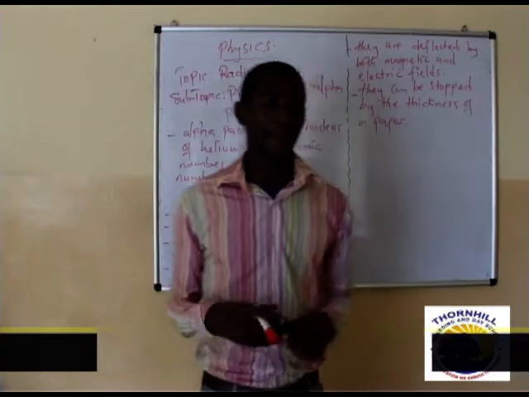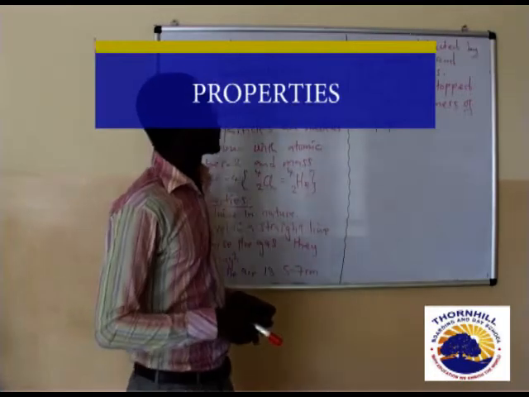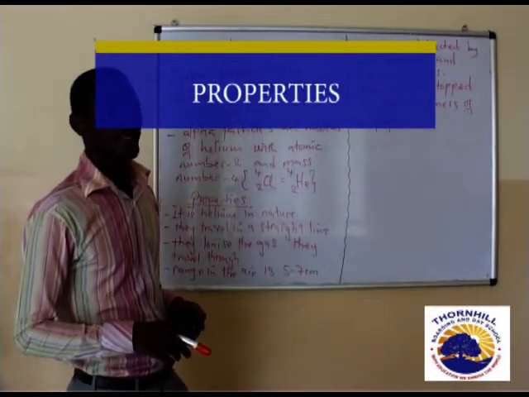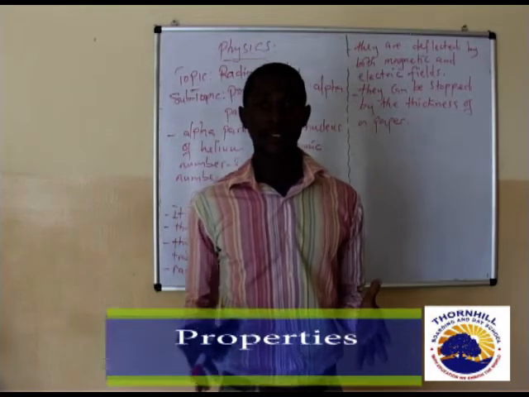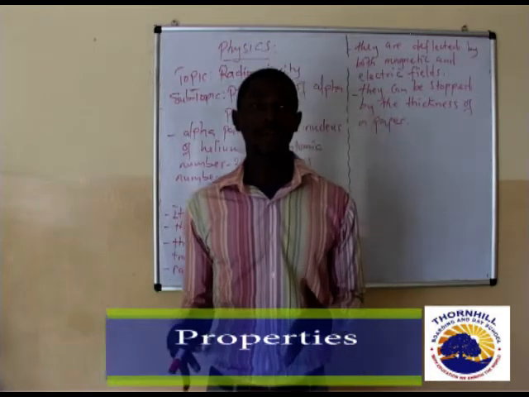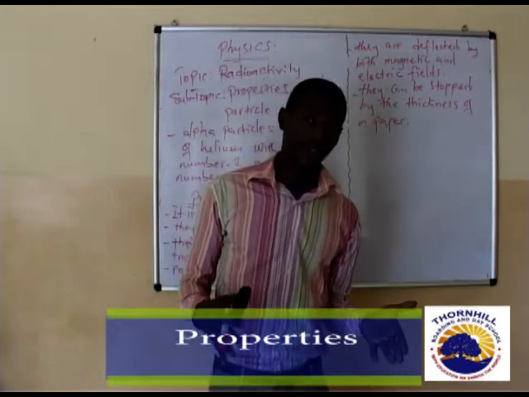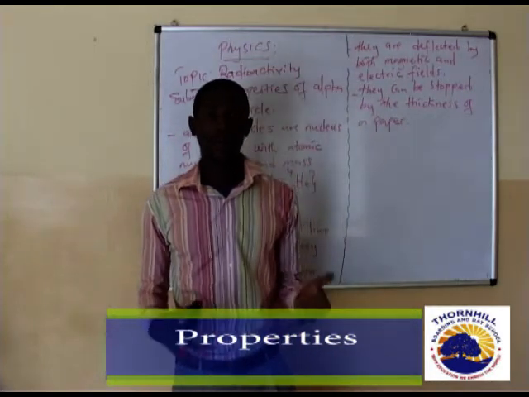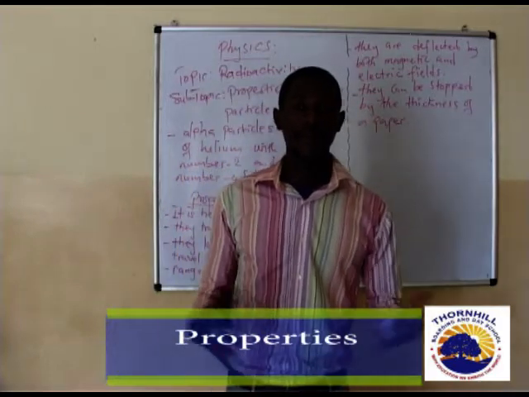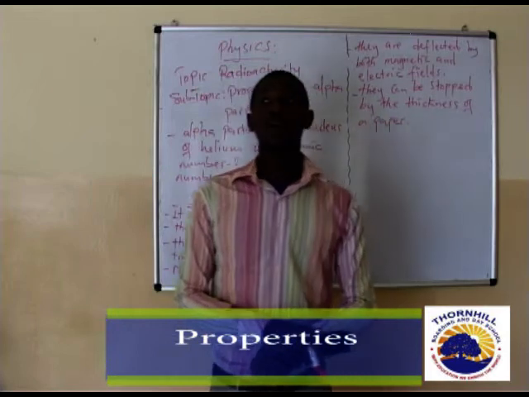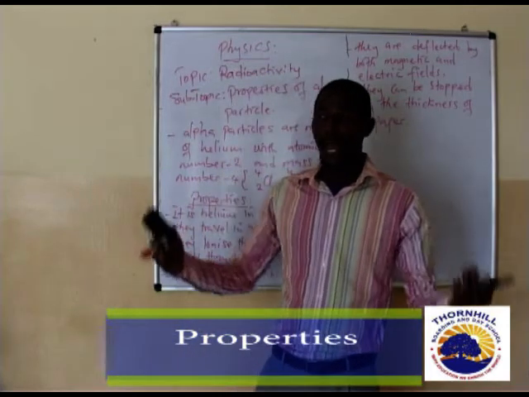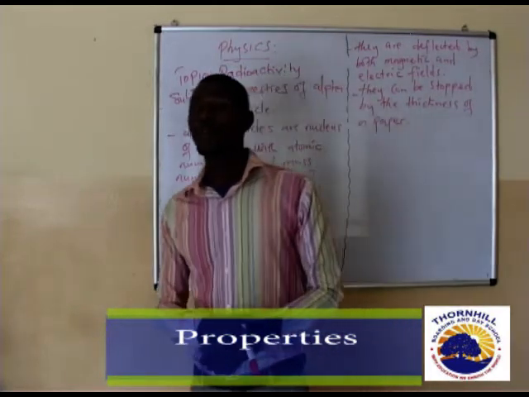For physics. Yes, so today we are doing properties of one of the types of radiations. So in our previous lesson, we learned that there are three types of radiations that are emitted or released or given out by radioactive materials.